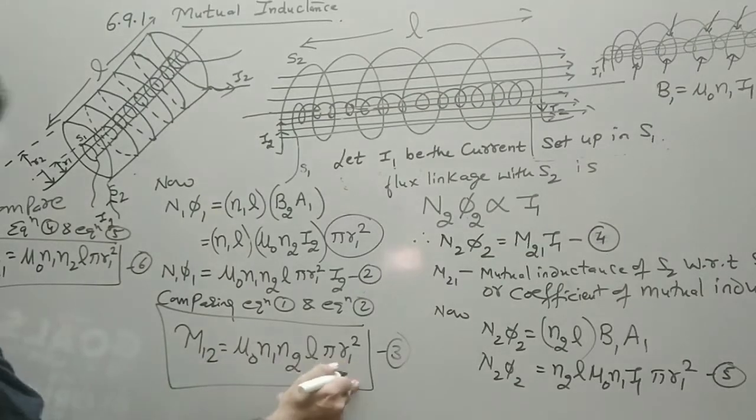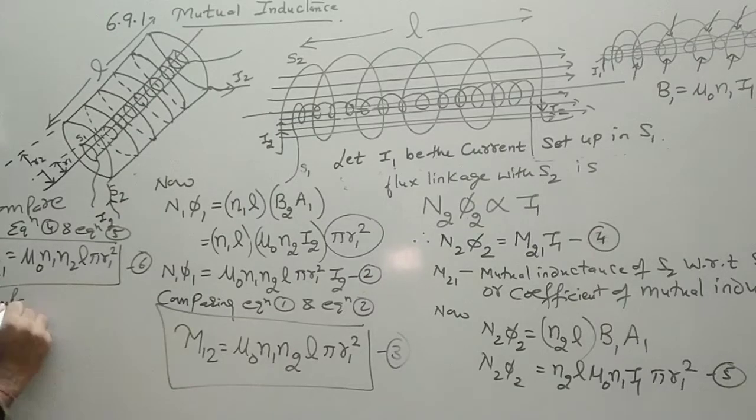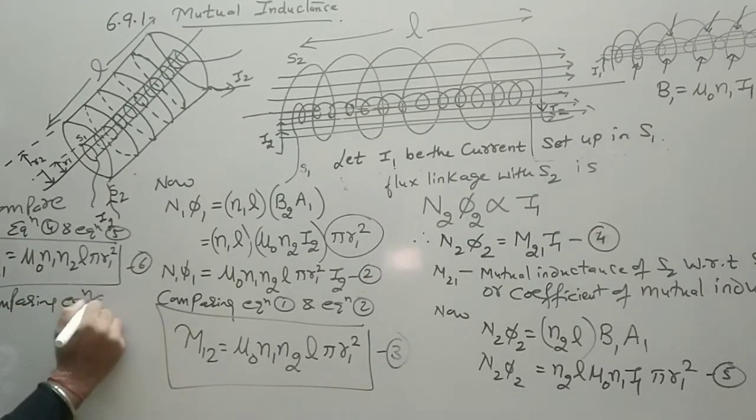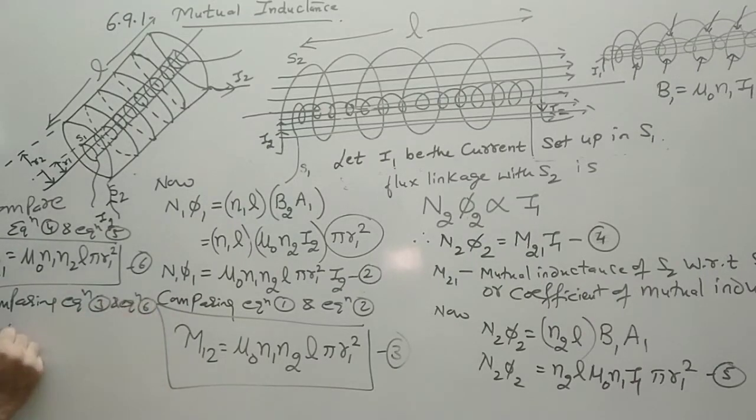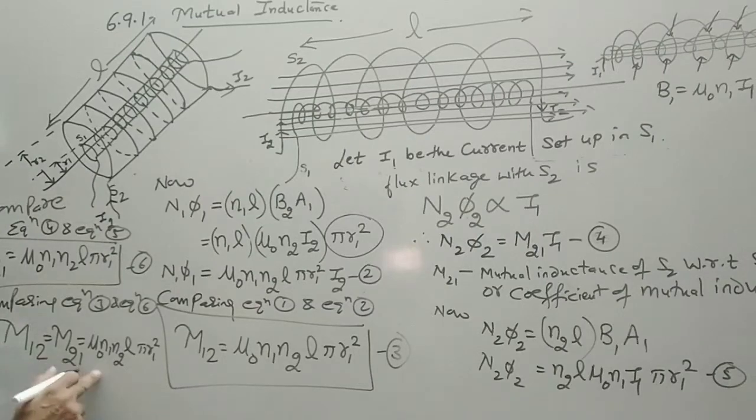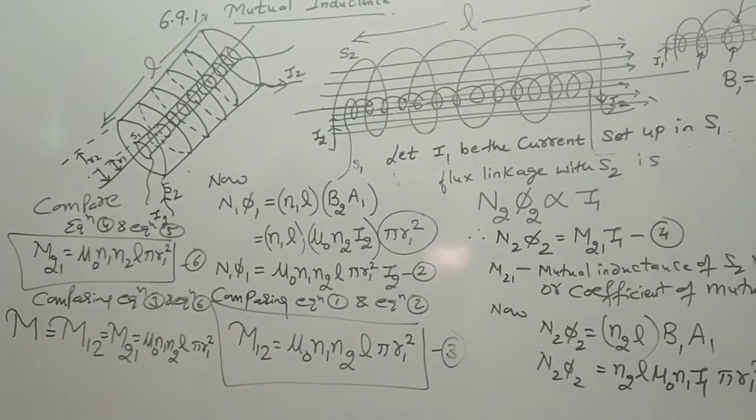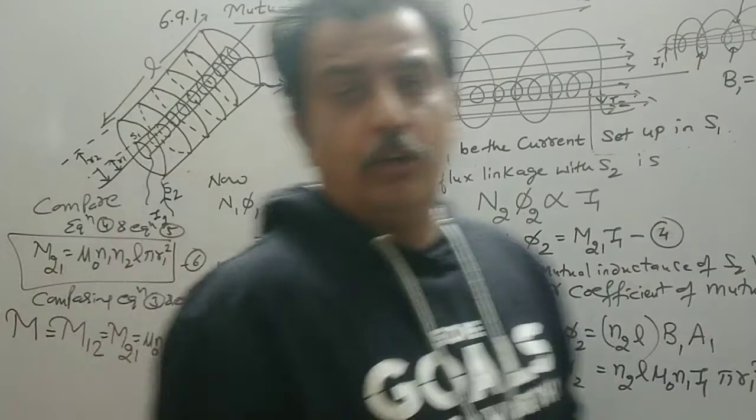Now you compare equation 3 and equation 6. What we found? M12 is equal to M21, that is equal to mu naught N1 N2, length is same, area of the inner. You have to remember it like this: mu naught, N1, N2, length same, inner radius. This is sometimes simply written as capital M, and it is read as the coefficient of mutual induction.